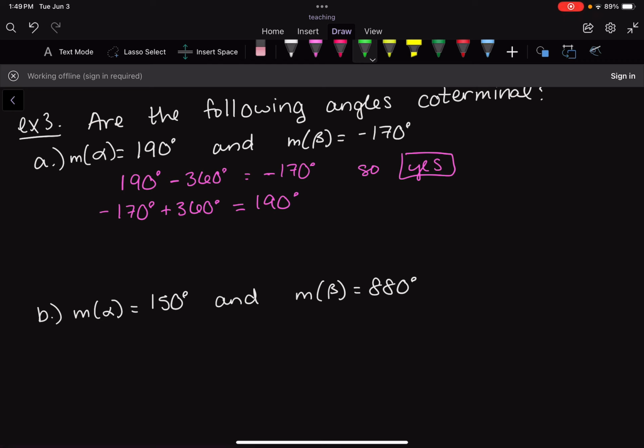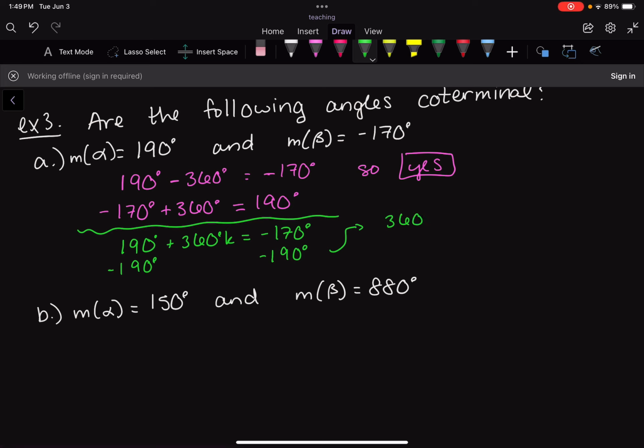The more mathy way of doing it, and probably how my math lab would show you if you look at their examples, is they would say, let's plug it into the formula. So they would do 190 plus 360k equals negative 170. And then they would solve this for k. Now the process of solving for k, I would subtract 190 from both sides. So this gives me 360k is equal to negative 360. If I divide by 360, I'll get k is equal to negative 1.